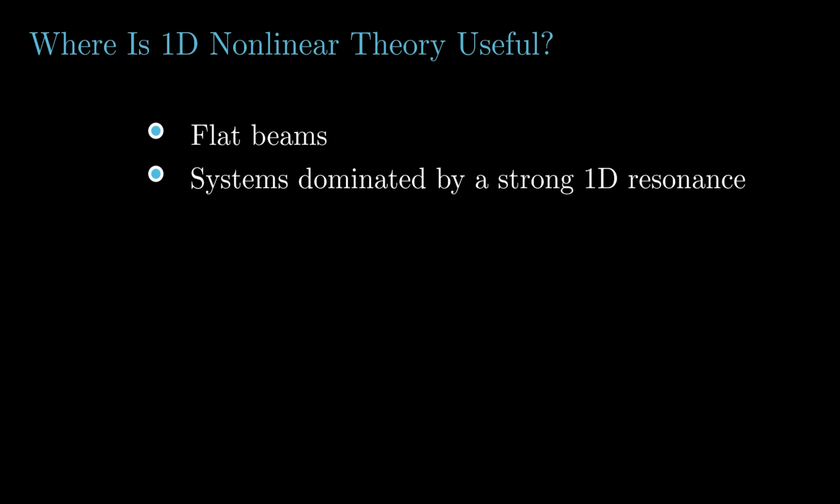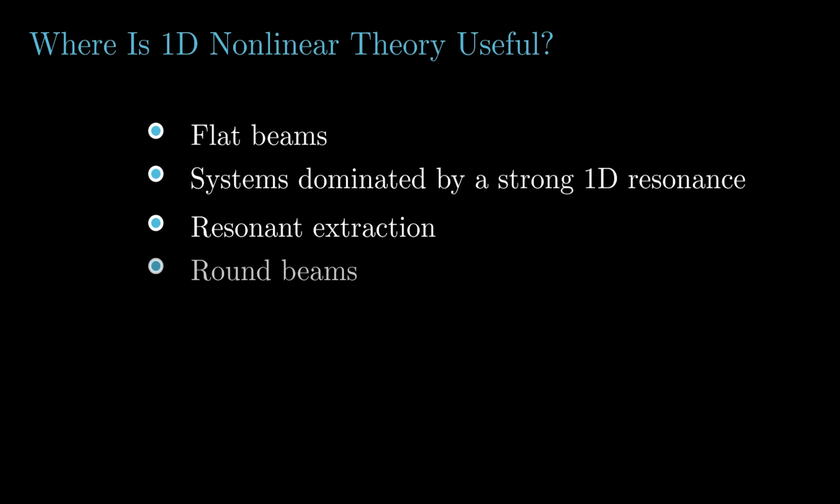remarkable value. This includes a range of practical scenarios such as accelerators with flat beams, where the horizontal beam size is much larger than the vertical. Then, systems dominated by a strong 1-dimensional resonance, as in the case of the Main Injector. Next, machines designed to exploit nonlinear instability for slow resonant extraction, such as the Mu2e Delivery Ring. Finally, round beams, where this method can be directly applied to the radial degree of freedom.